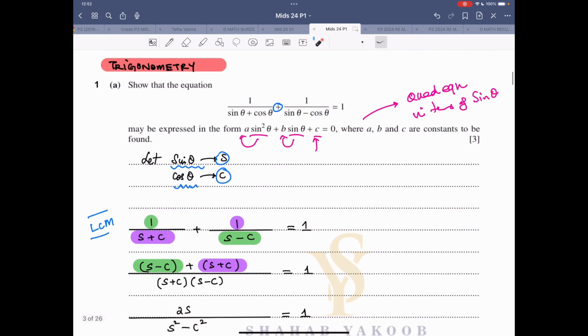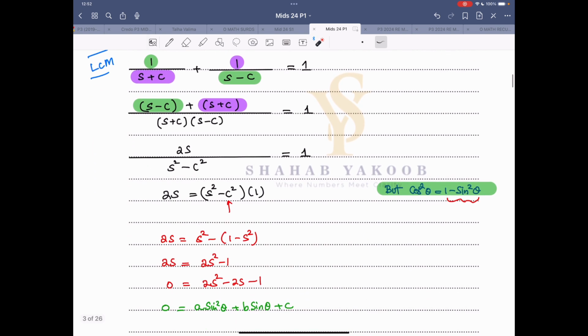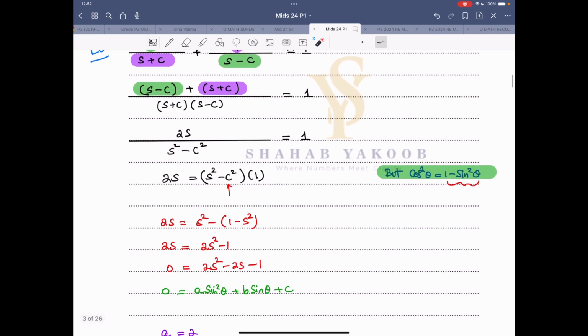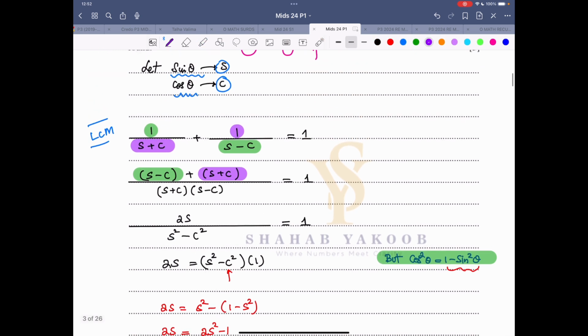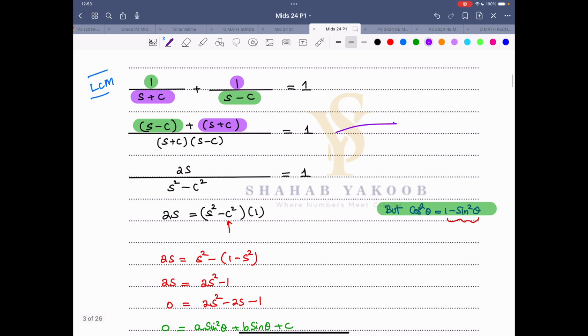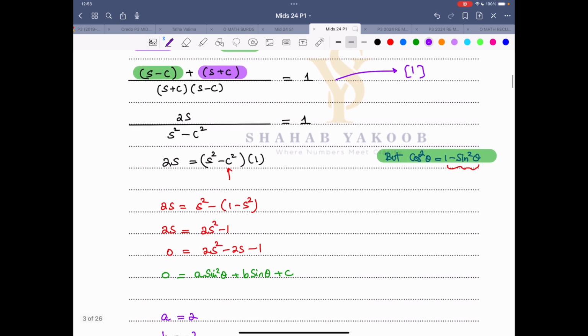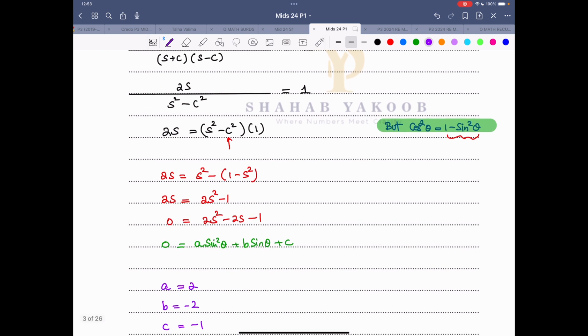Now this is for 3 marks. Someone can ask, what are these marks for? How are they assigned? Let me help you out a bit. I would give 1 mark for the LCM. The second would be for getting this thing done. And the last would be for everything in terms of sine. That's how I would be obtaining these 3 marks.